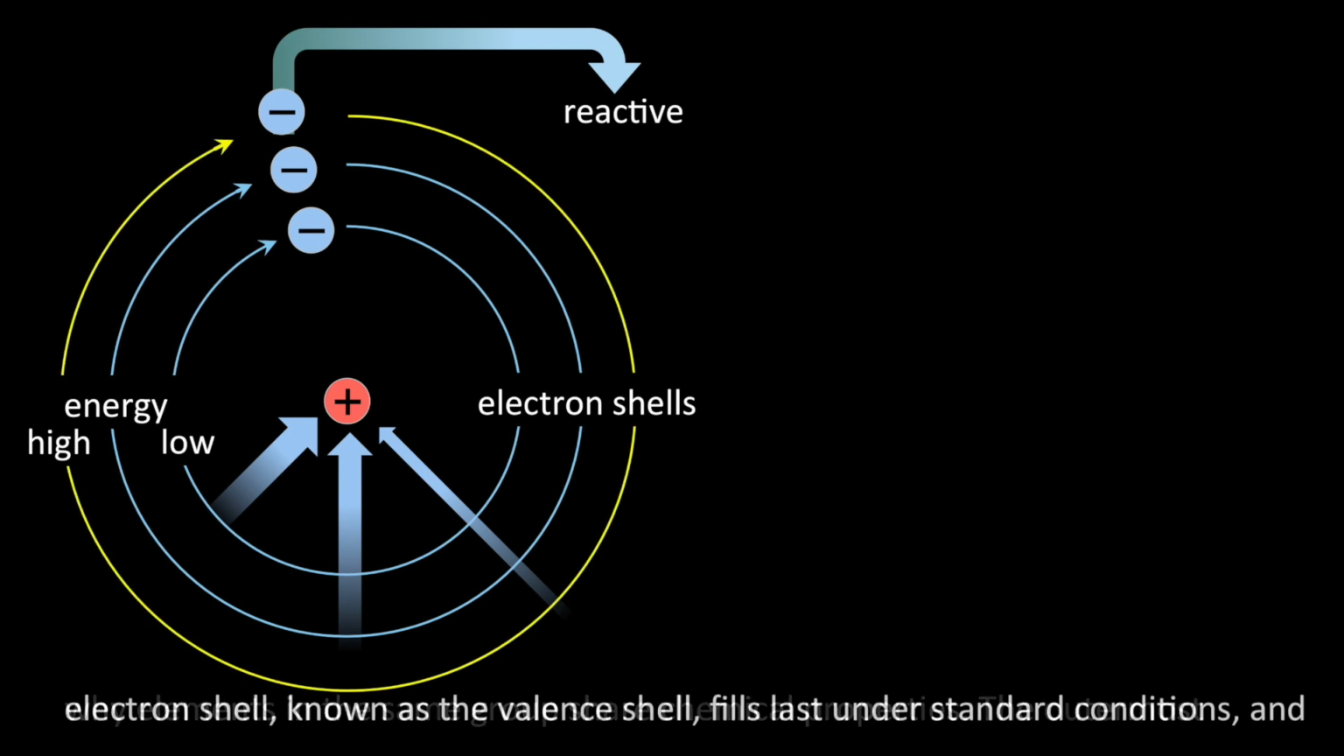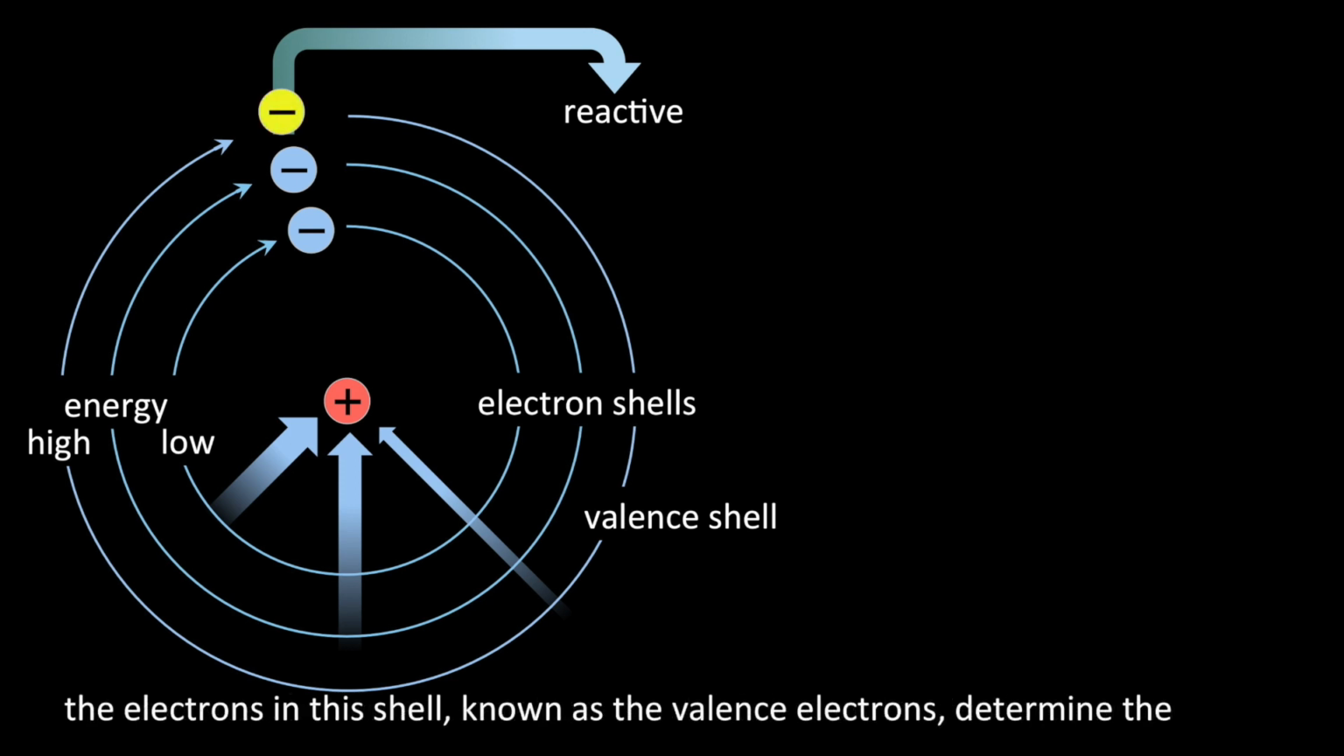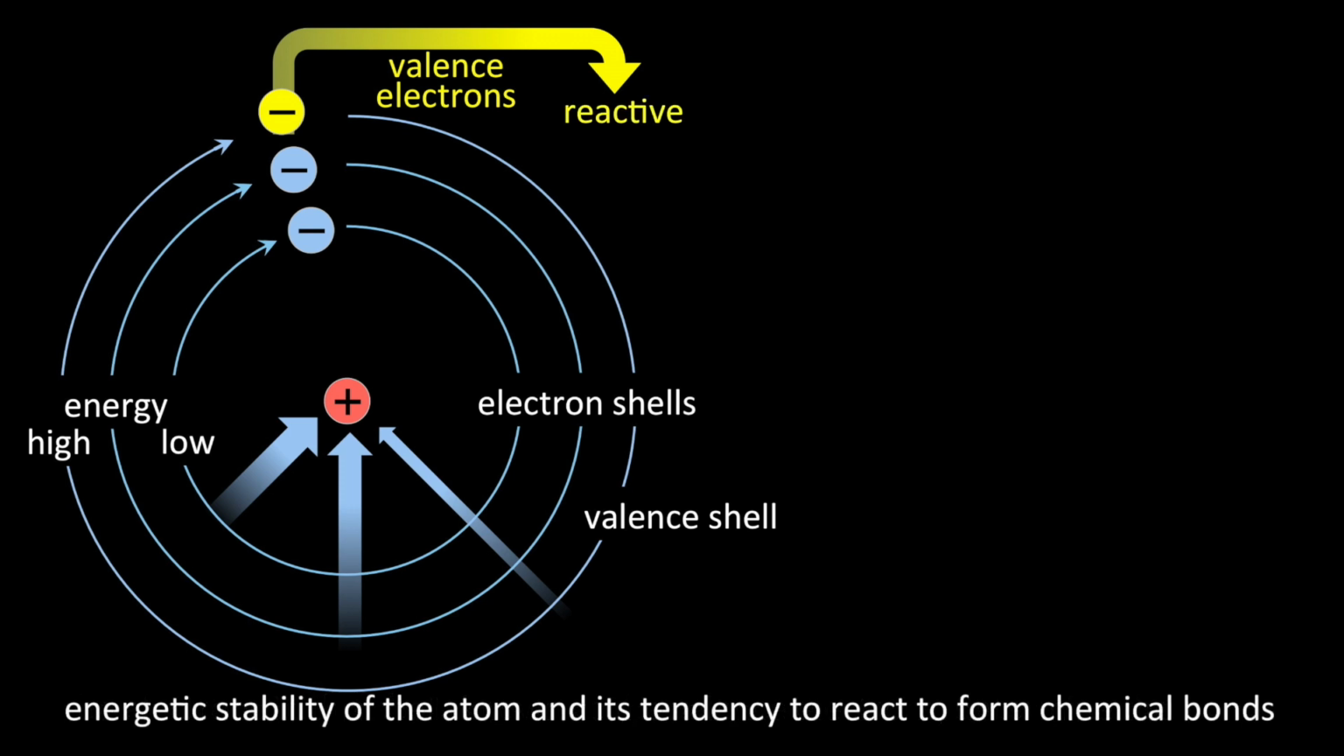The outermost electron shell, known as the valence shell, fills last under standard conditions, and the electrons in this shell, known as the valence electrons, determine the energetic stability of the atom and its tendency to react to form chemical bonds with other atoms.